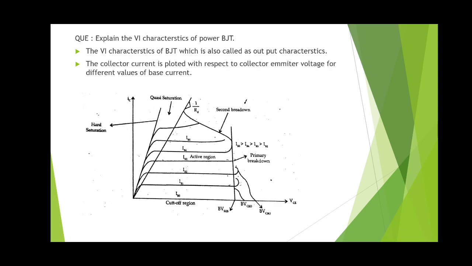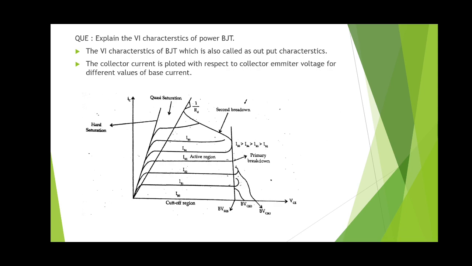In a normal or ordinary BJT there are 3 regions, that is cutoff region, active region and the saturation region, but due to the additional drift layer the characteristic is divided into 4 regions. Those 4 regions are cutoff region, active region, quasi saturation and the hard saturation region. The cutoff region is the area where base current is almost 0. So when we apply base drive, only then will the BJT go into conduction.